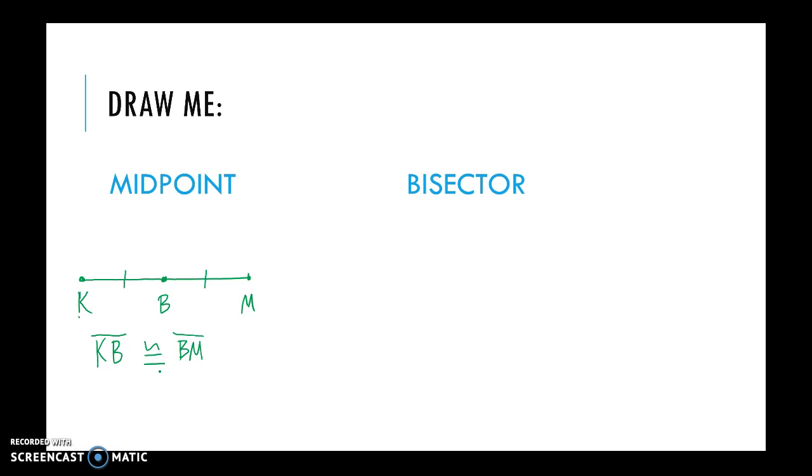All right, so then a bisector, here I have a segment DE. I'm going to make this the midpoint. I'm going to put my markings on there so I show that F is the midpoint, and then it can be a line, ray, or segment.